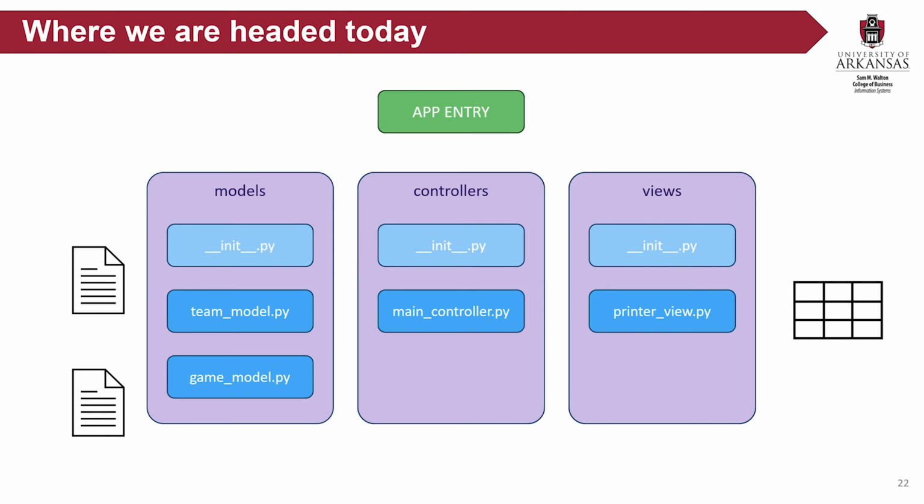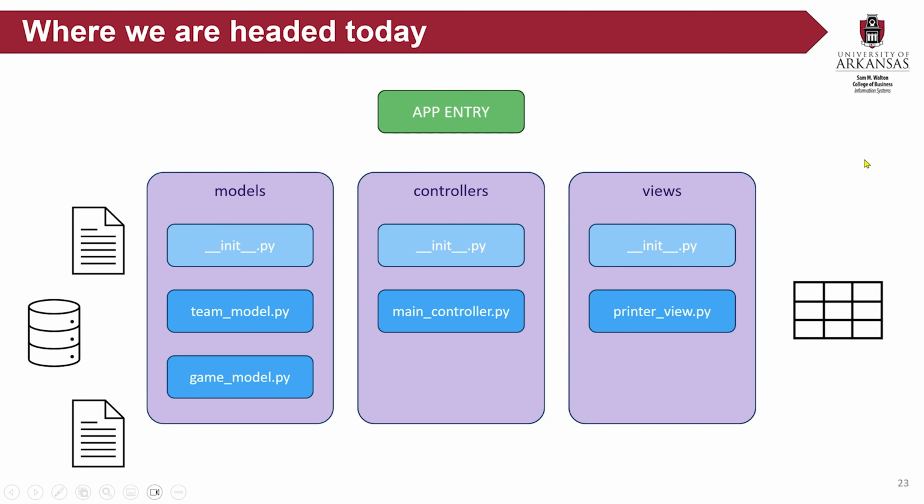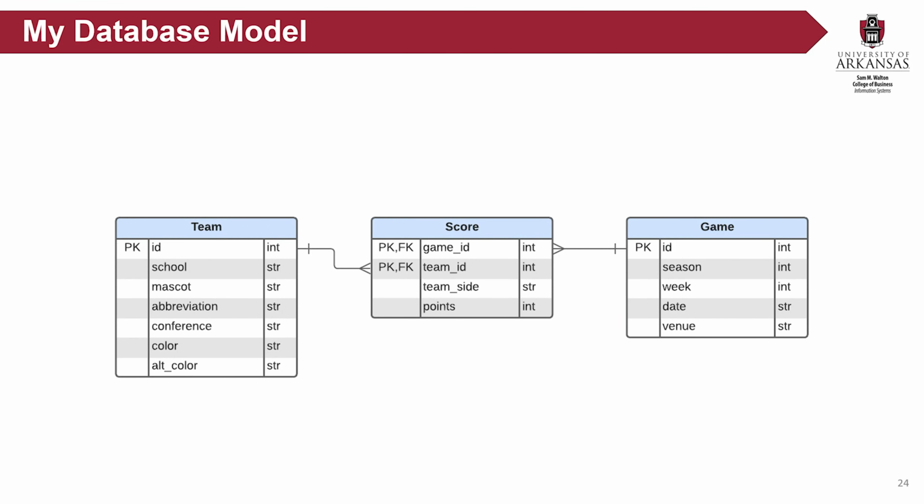Let's take a look at where we are headed. This is what I showed previously, but I just wanted to give you a quick refresher for this video. Today we are going to add in our database, and this is what my database is going to look like. I have three tables, one for teams, one for games, and then in the middle, connecting those two together, I have scores. So each team will have a score for every game that they play, and each game will have two scores, one for the home team and one for the away team.